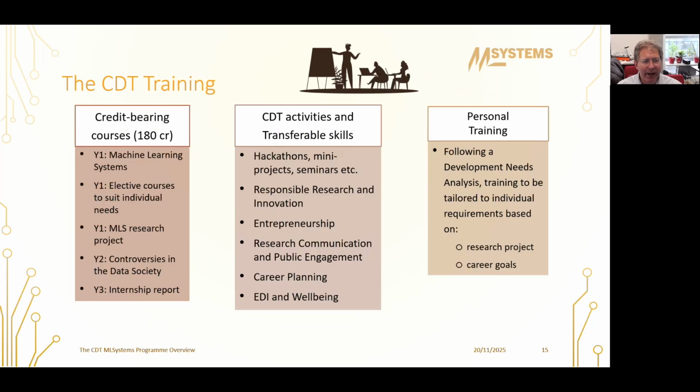So the CDT training is broken down into a number of different things. There are credit-bearing courses. So a key one there is that most of our students do the machine learning systems course, unless they've already done it before. And they do the controversies and data society course. And then there are other courses that you can select from to suit your individual needs. And there is also a kind of research project which kickstarts your PhD.